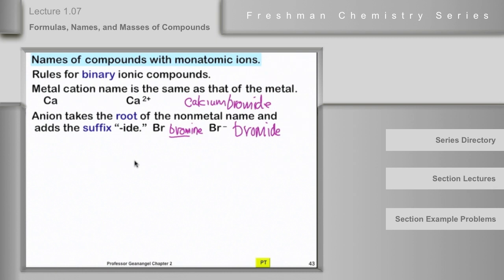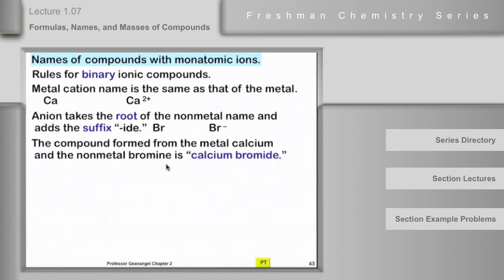Okay, questions on that? Make sense to you? We just have to agree on how to make these names so that when you give me a name, I'll understand it, and when I give you a name, you'll understand. So the compound formed from the metal calcium and the nonmetal bromine is calcium bromide.